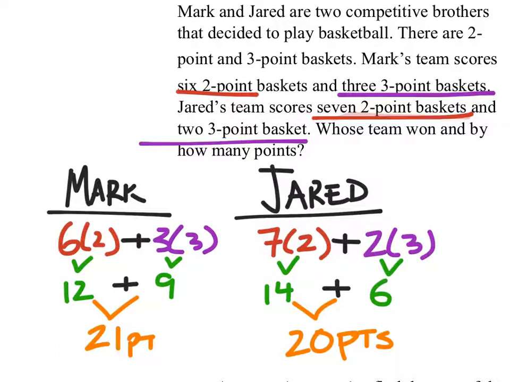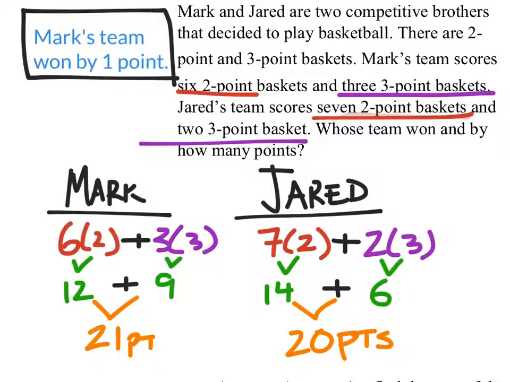So it looks like Mark's team won. And it looks like they won by 1 point. 21 minus 20 is the 1 point. So Mark's team wins by 1 point.